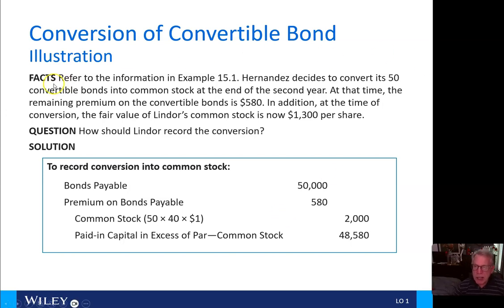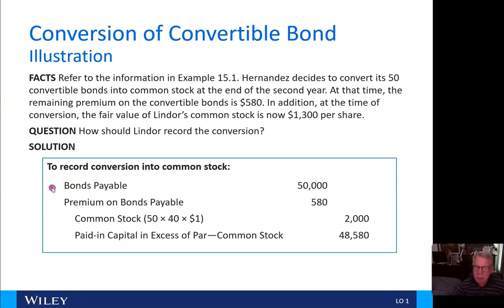Now, if we look at the same information from the prior slide, Hernandez, the purchaser, decides to convert its 50 convertible bonds into common stock at the end of the second year. At that time, the remaining premium on the convertible bonds is $580. In addition, at the time of conversion, the fair value of Lindor's common stock is now $1,300 per share. So, how should Lindor record the conversion?